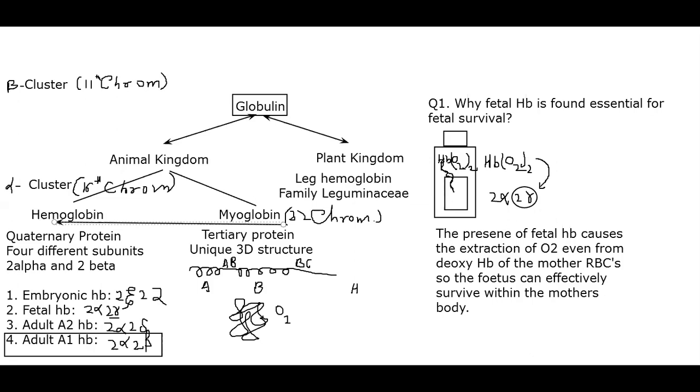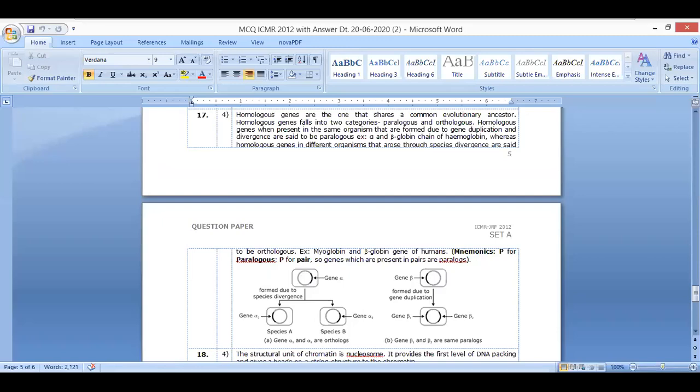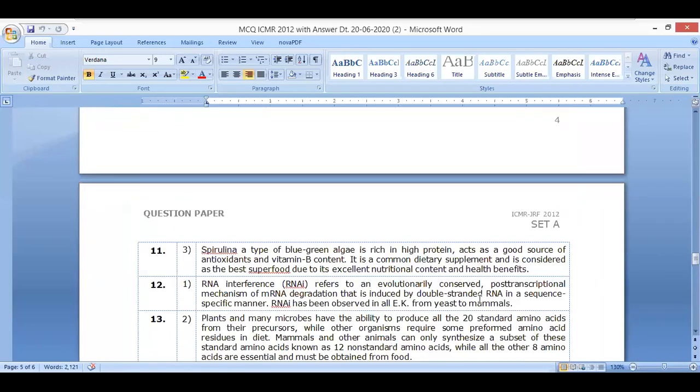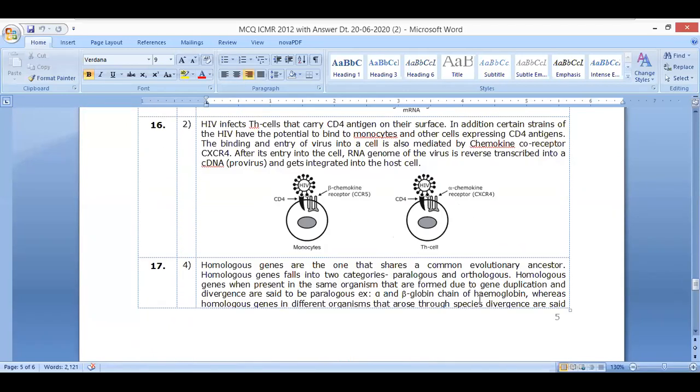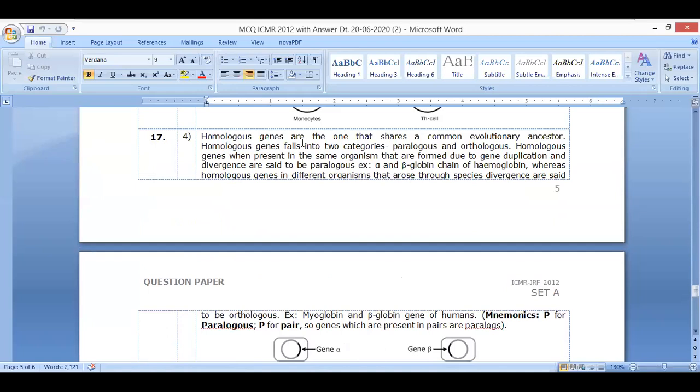For example, you can look here. I'm sharing another answer with you. See this. This is a question which was asked in the ICMR JRF entrance examination in 2012. What we are going to get here is how the evolution of proteins is taking place. Homologous genes are the ones that share a common ancestor. Homologous genes fall into 2 categories. One is referred to as paralogous and another one is referred to as orthologous.